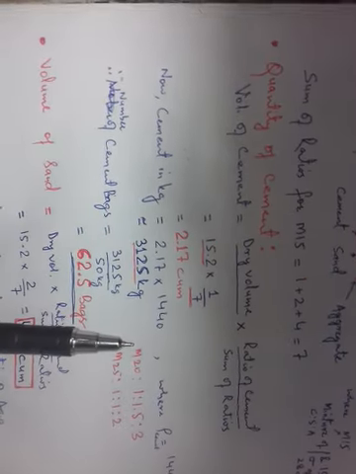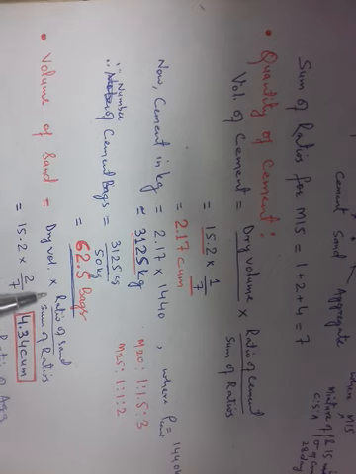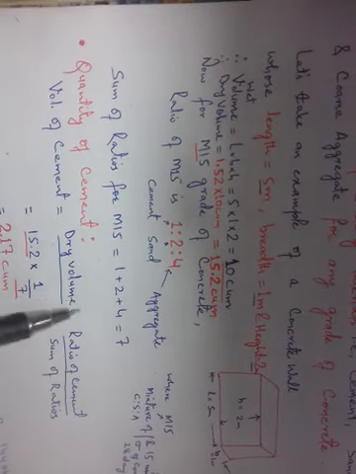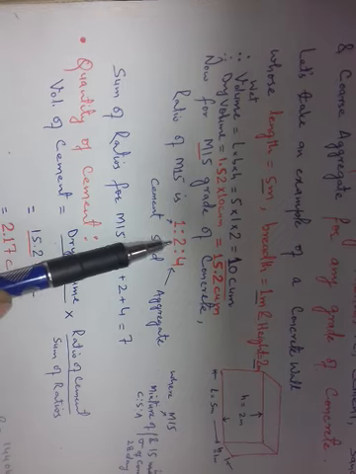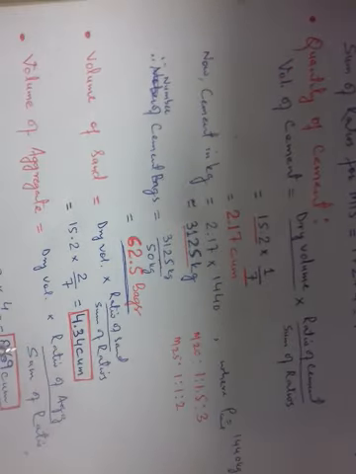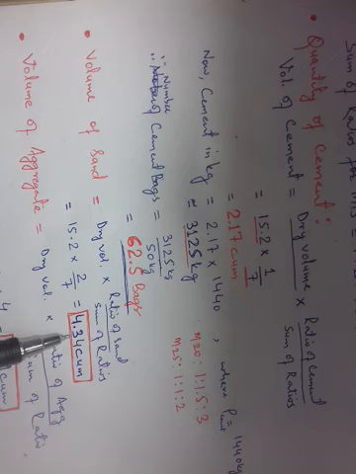Now let's find out volume of sand. For finding out volume of sand, we have to do the same method. First write dry volume, multiply this with ratio of sand, divide by sum of ratios. Here ratio of sand is, you can see, 2. So we write 2 here, 2 divided by 7, sum of ratios is 7, and it calculates out to be 4.34 cubic meter.